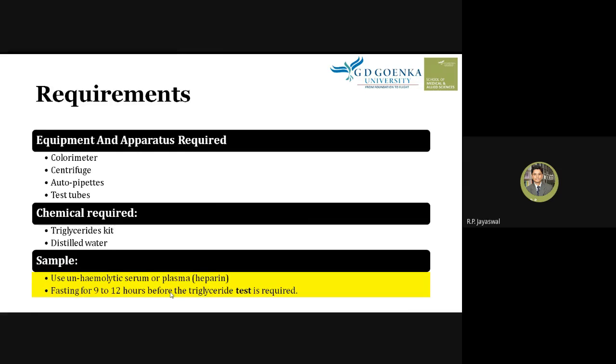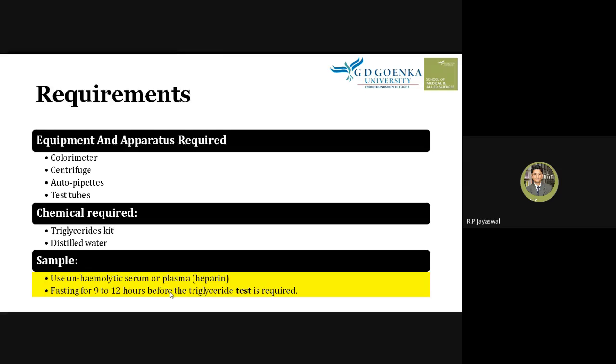So this is the instruction for procuring the sample. Use unhemolyzed serum or plasma. You have to collect the blood sample in a plain vial so that you can separate serum, and ensure that the serum is not hemolyzed. What is unhemolyzed serum? It means the red cells are not lysed. The serum color is straw color.